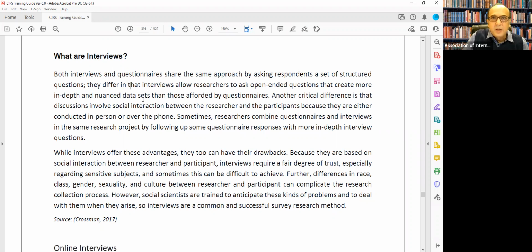With interviews, it is more personal. Generally you ask non-embarrassing questions, but the kind of questions that would allow you to build more questions on top of the answers from the respondents. The critical difference is that the discussion involves social interaction between the researcher and the participant, because they are either conducted in person or over the phone.